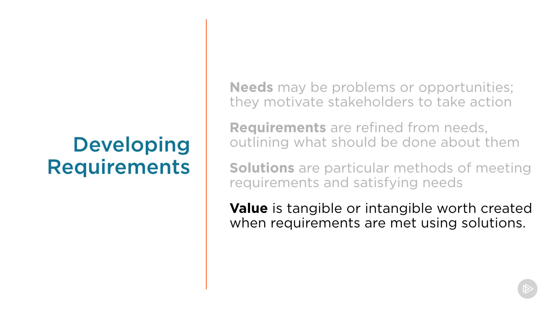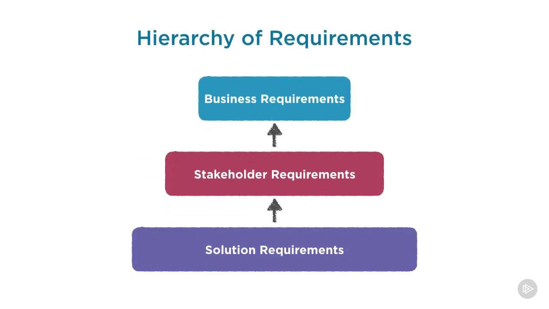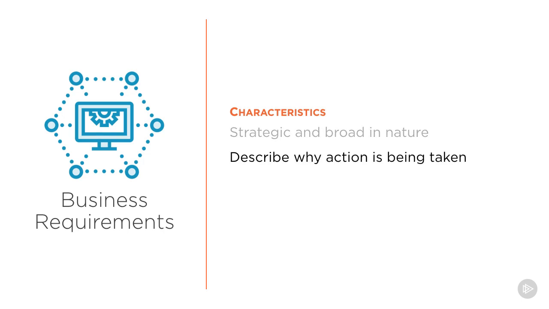With this in mind, there's actually a hierarchy of requirements that we can look at as well. At the top are business requirements, followed by stakeholder requirements, and then underneath those, solution requirements. Business requirements are strategic and broad in nature. They represent why action is being taken in the first place. These are the underlying needs of the organization specified in some fashion that's measurable.